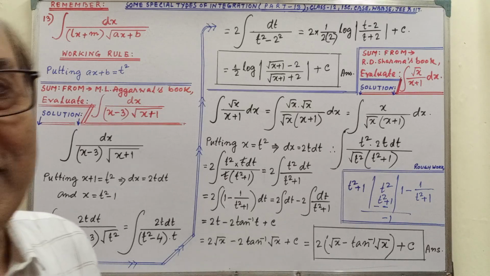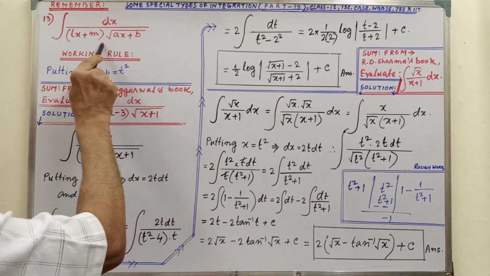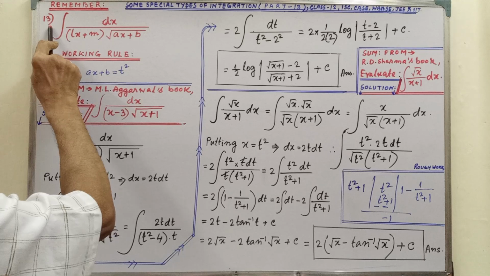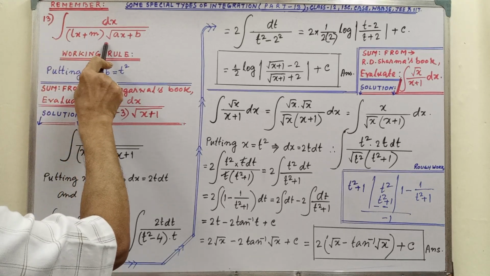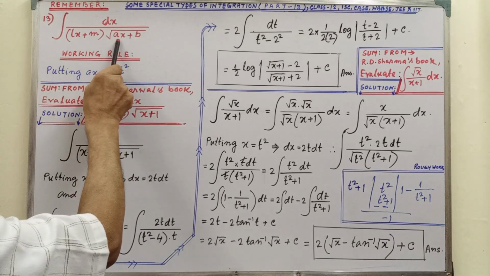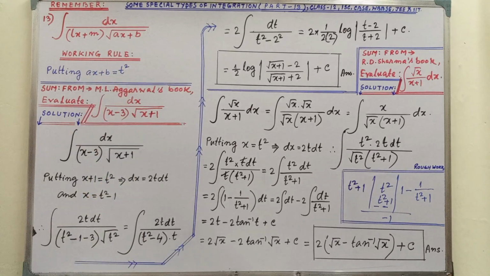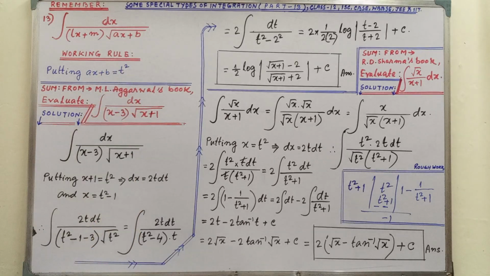Now please pay your attention on the board. This is another type. This is the 13th type. You have already got 12 types. This is the 13th type. Types you have to remember. Both are linear. This is a linear expression within root. Now the working rule: putting ax plus b equal to t square.